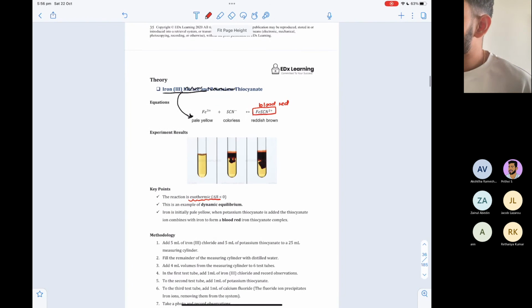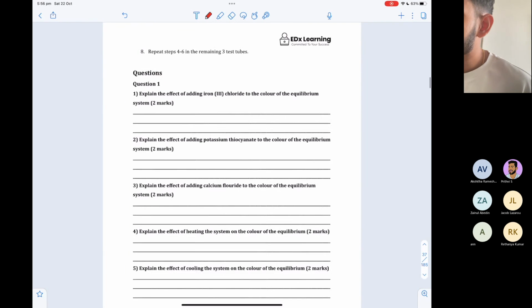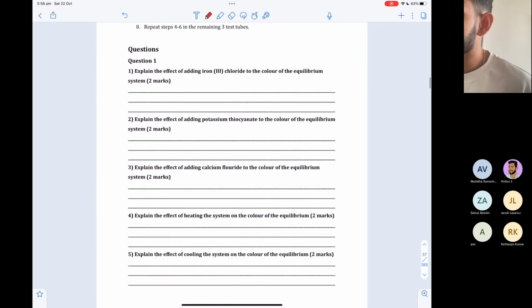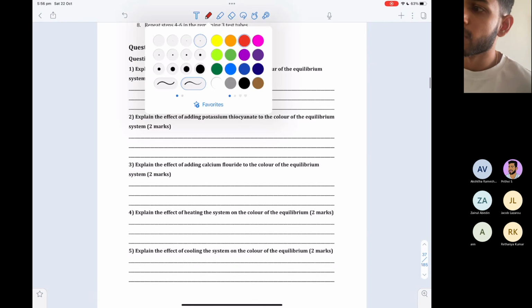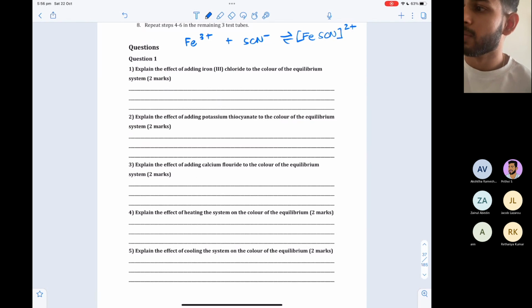Now, I'm going to write there the equilibrium. We'll do a couple of these questions, and the rest will be homework, but I'll write it up for you. So iron 3 was combined with thiocyanate to form FeSCN 2+, blood red.